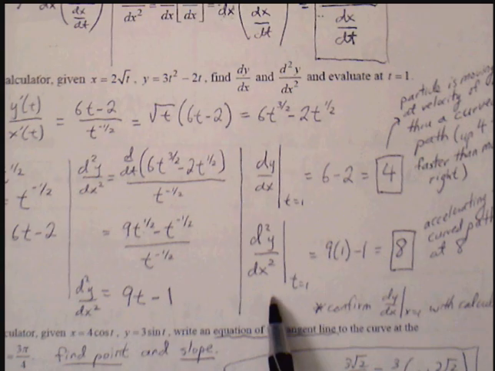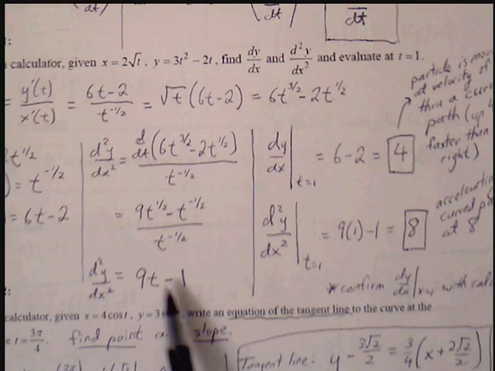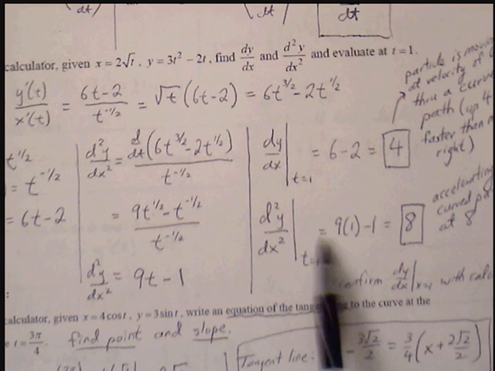And now d2y over dx2, my second derivative evaluated at 1, I simply plug 1 in for t. So 9 times 1 is 9. 9 minus 1 is 8.